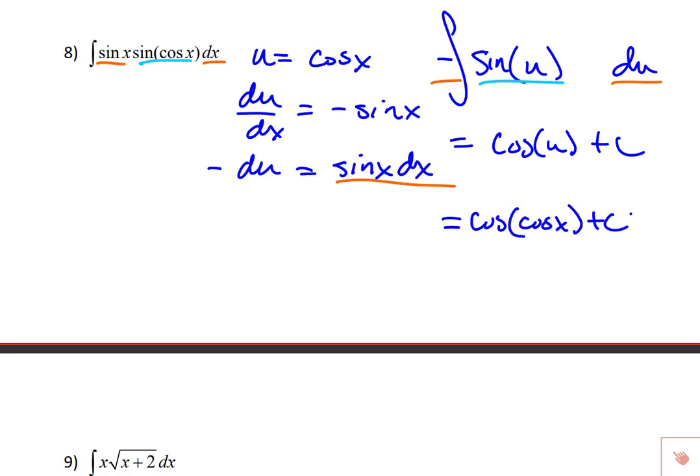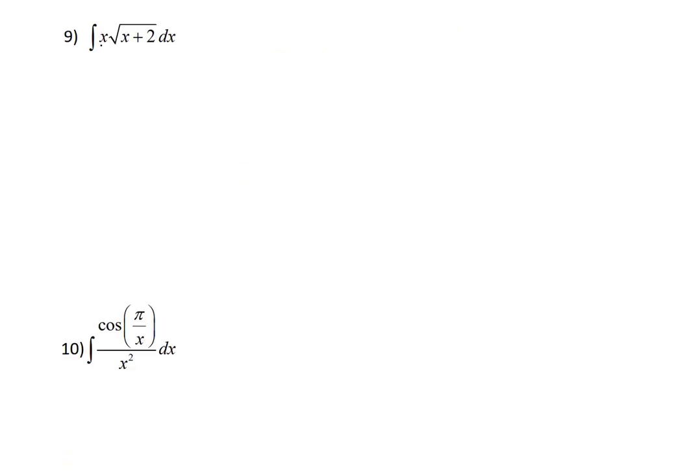Our next example is the integral of x times the square root of x plus 2 dx. Now in this case, we're going to try letting u equal what's inside this root, so x plus 2. Remember, we want to let u be something whose derivative is also part of this function. Well, this example has a little twist to that.